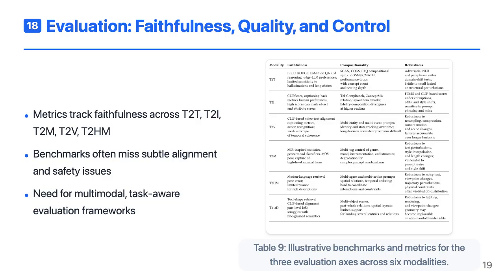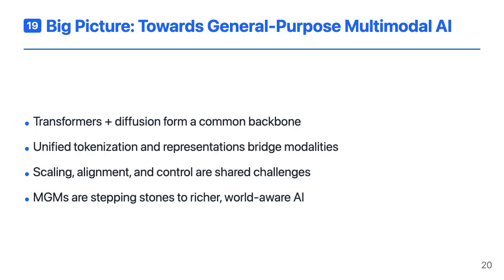Evaluating multimodal generators is tricky. The survey reviews metrics and benchmarks that track how faithfully outputs match text prompts across text, image, music, video, and motion. Tables in the paper summarize chronological trends in faithfulness metrics for each modality, but many benchmarks still miss subtle issues, partial alignment, hidden biases, or safety concerns. The authors argue for richer, multimodal evaluation frameworks that consider not just perceptual quality, but also semantic accuracy, controllability, and downstream task performance.